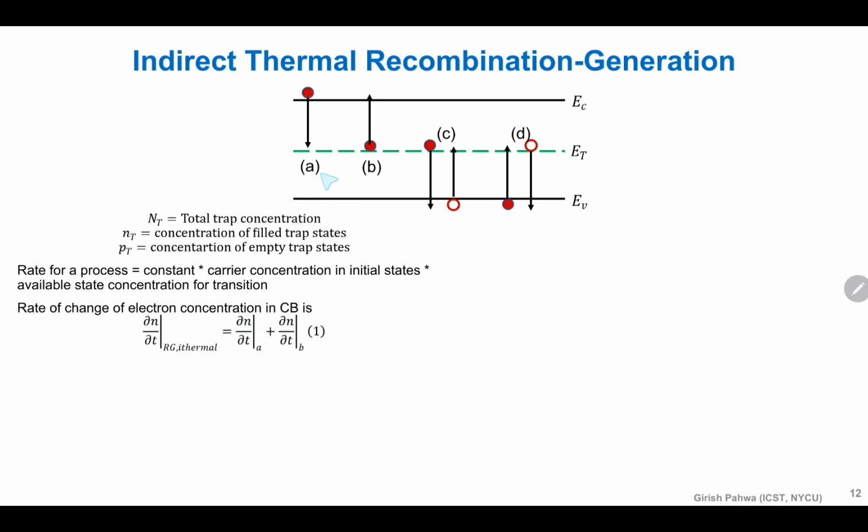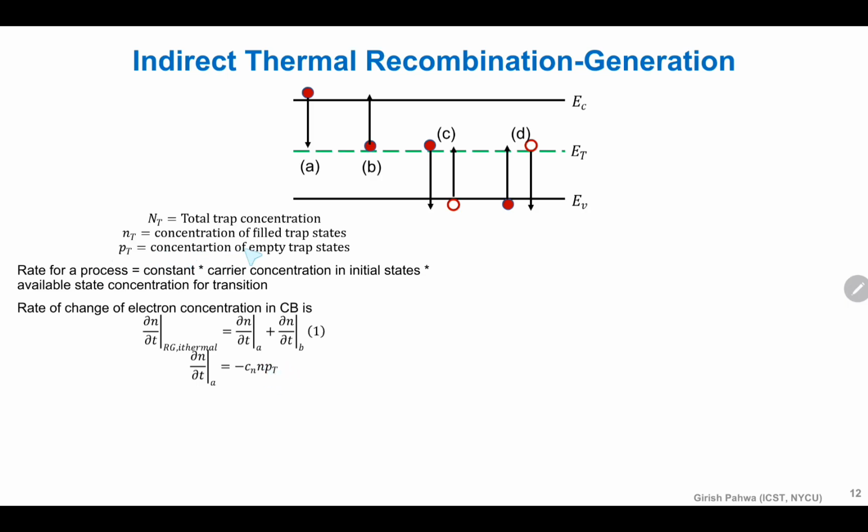What is the rate of change of electron concentration because of the process A? What will it depend on? So you have some electrons and you have some empty states. So it will be proportional to the product of the electron concentration in the conduction band, which is N, and the number of vacant states in the ET level, the number of available trap states. Yes, empty states. So del N by del T is a product of N and PT.